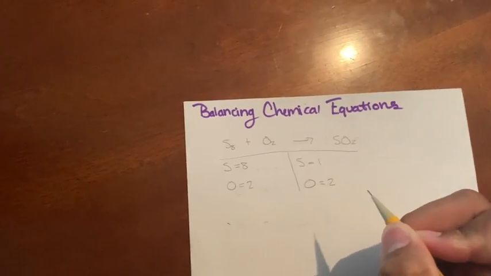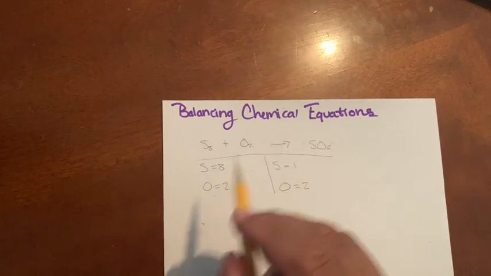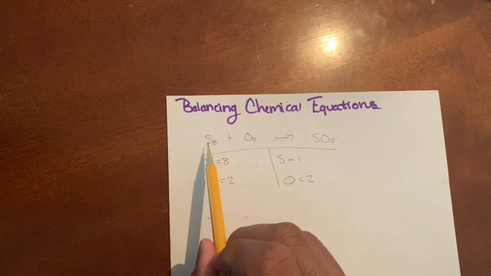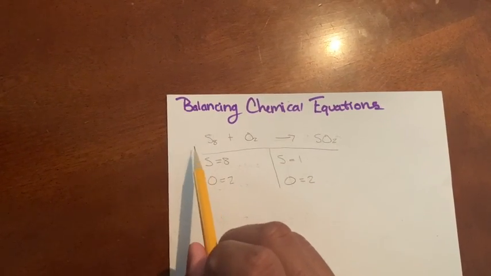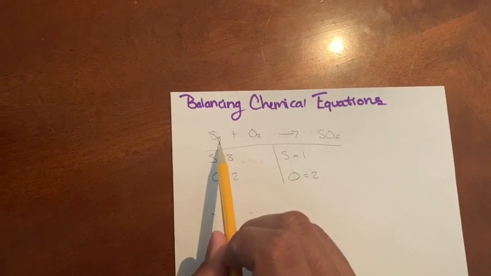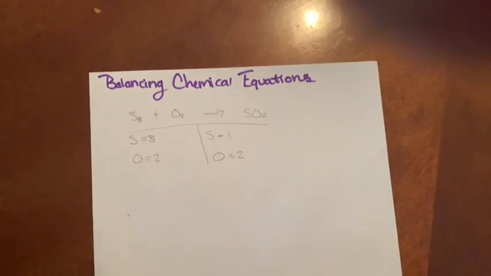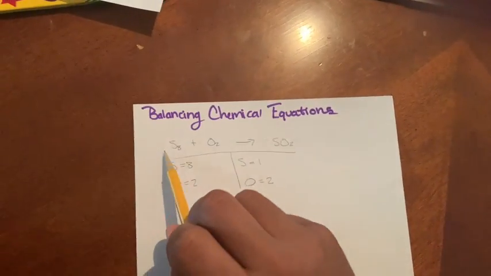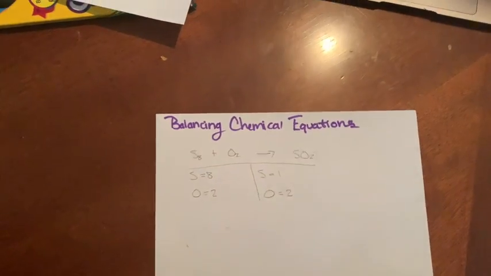On this side, we have 2 oxygens. Also, I need you to take into account that we can only change the coefficients, and the coefficients are the numbers in front of our atoms. We cannot change our subscripts, which are these numbers in the bottom. So we assume that our coefficients in each of these products are 1, right?